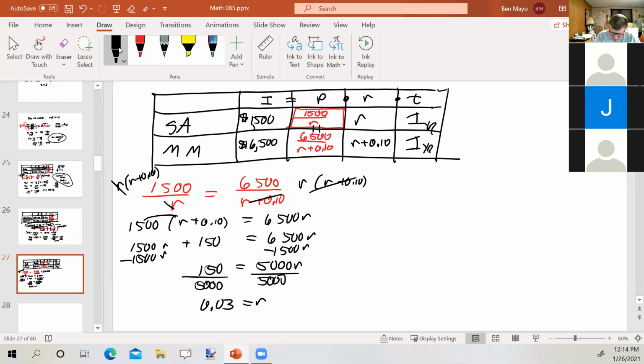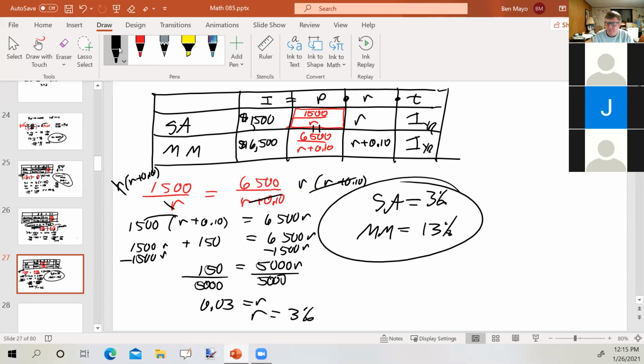What would that be as a percent? 3%. Okay, so it says, find the rate of interest paid by each investment. The savings account would be R, which is 3%. The mini mall would be what? 3% plus 10% is 13%. Percent, yes. Okay. Any questions about that?